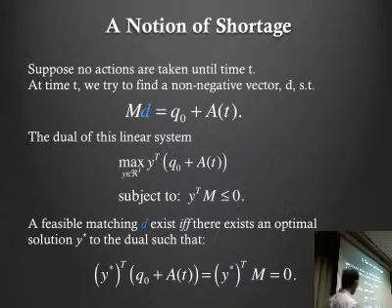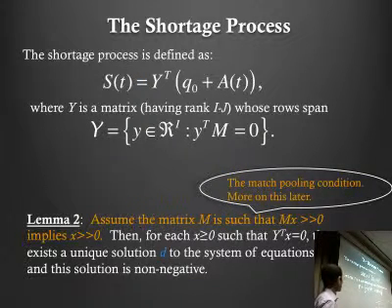So if there exists an optimal solution to the dual, this optimal solution seems to give you a sense of a metric: how far you are from being able to match everyone, in the sense that whenever you're able to match everyone, y transpose times your state is going to give you 0. Anything that is away from that will tell you that I'm not able to match everyone, and might give you, in a sense, a metric of how far you are from matching everyone. So that's why we call this the shortage process.